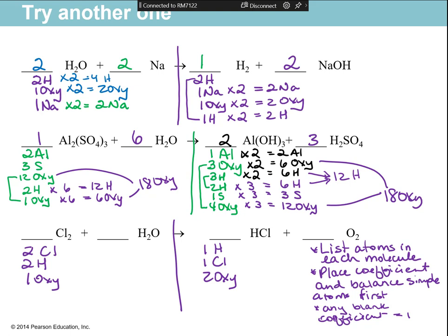So in this, in each case, always list the atom in each molecule first, down the left, down the right. Starting with the simplest atoms, balance those first. Leave the ones that are found in more than one place on either side, leave those till the end. And remember, when you get done, if any have nothing on the line, then you know those are just ones. So which did you balance first, or try to?